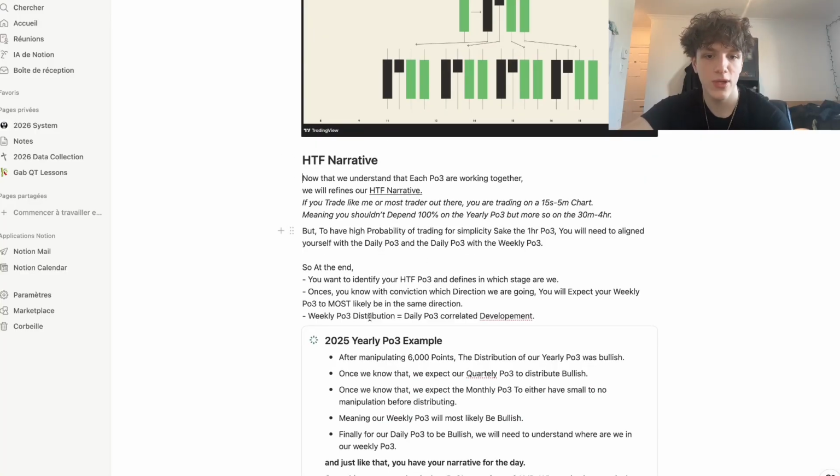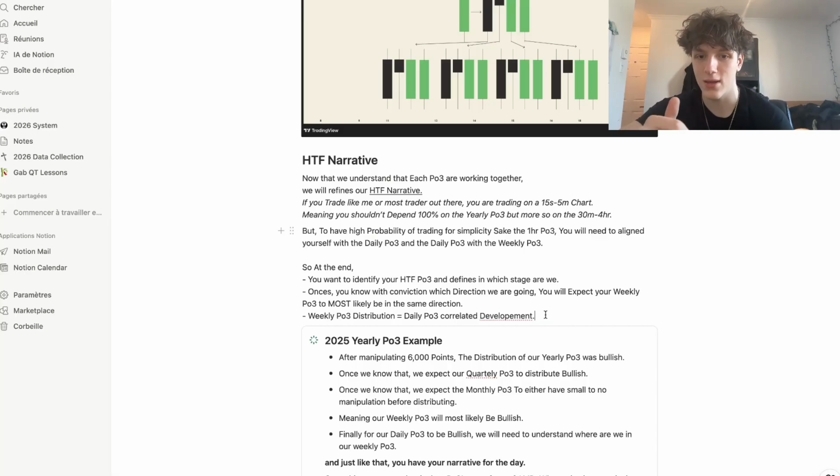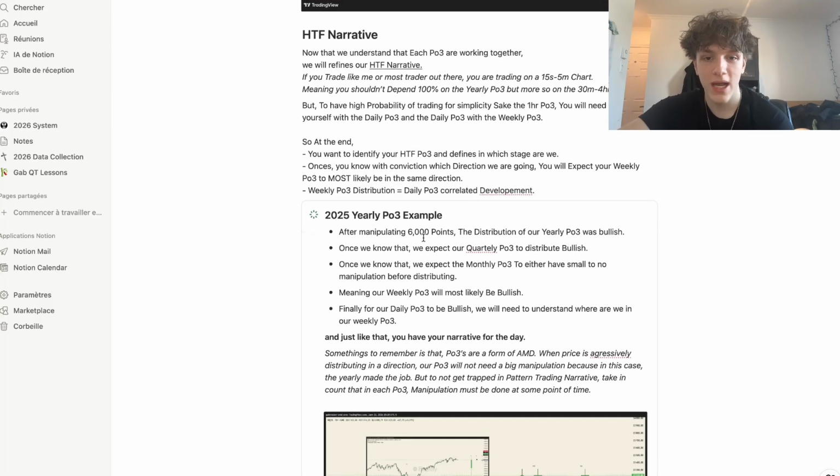So it's exactly what I said just before, I just repeat it. Weekly power of 3 distribution equals daily power of 3 correlated development. If we are distributing higher in our weekly power of 3, your daily power of 3 will in some sort of way coincide with the structure. Makes sense. So I gave the 2025 yearly power of 3 as an example because it was a great example, I'll be honest.